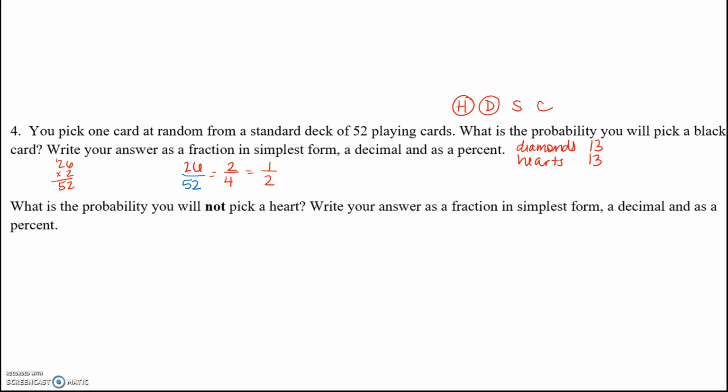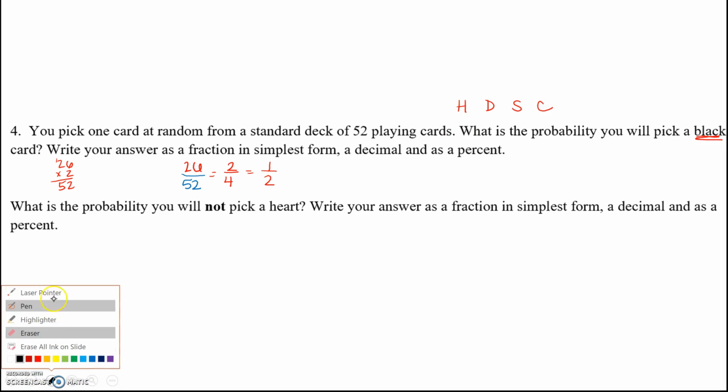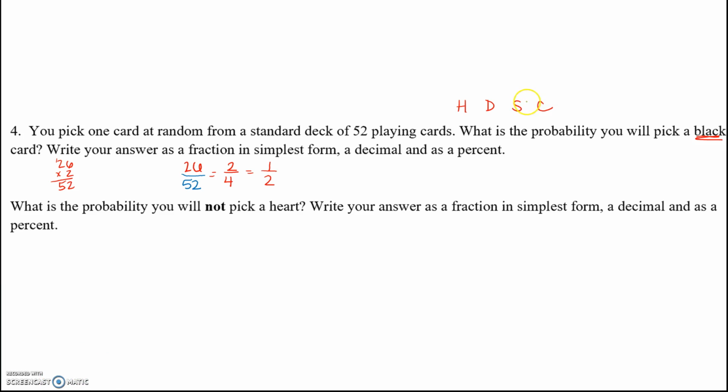So the probability that you pick a black card. My math is still right, but everything else is wrong. I'm sorry. Okay, sorry. So a black card, crazy me, means I'm talking about spades or clubs, right? So spades are 13, clubs are 13, so that's 26 out of 52.